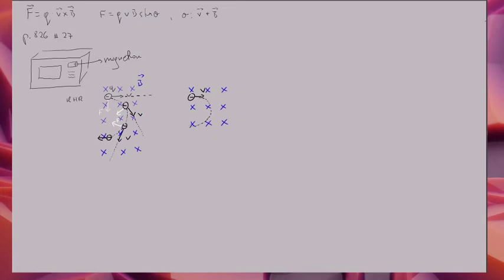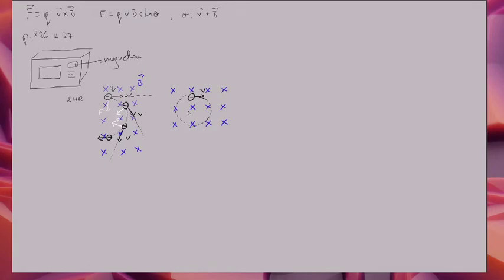Now in a microwave, in a magnetron, we use the same idea to cause this electron to move around in a circle. So in a microwave, on the inside of this magnetron, which is on the inside of the microwave, there's a magnetic field, and we shoot electrons into this magnetic field, and electrons move in circles.